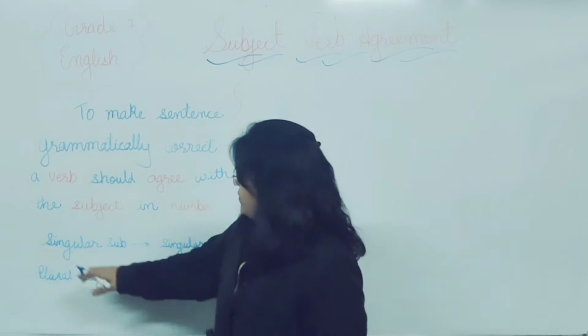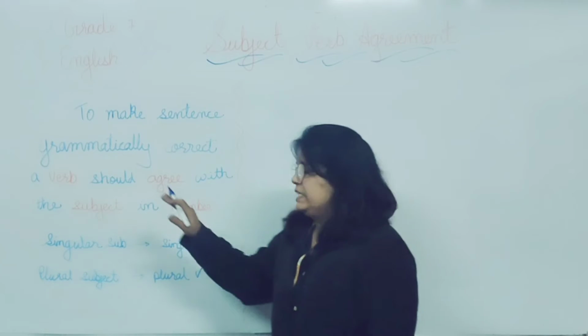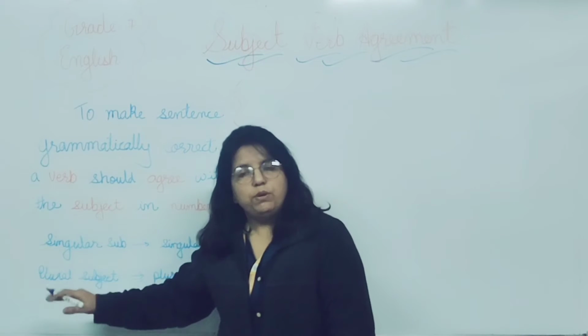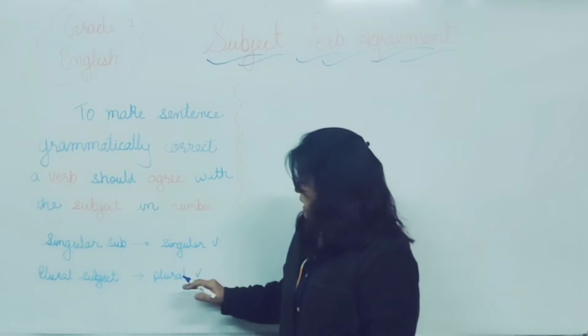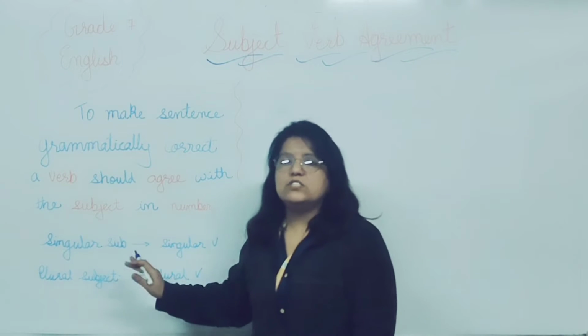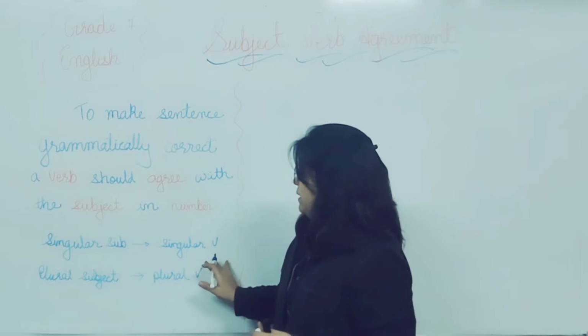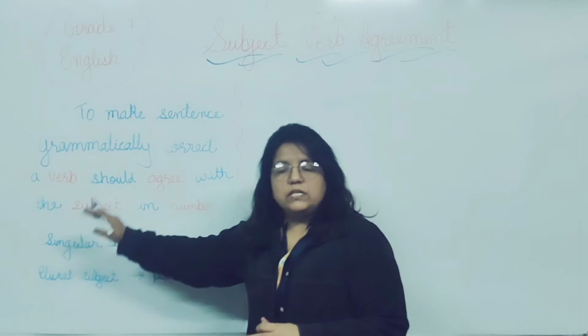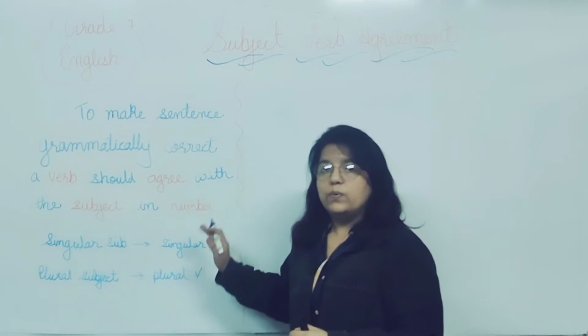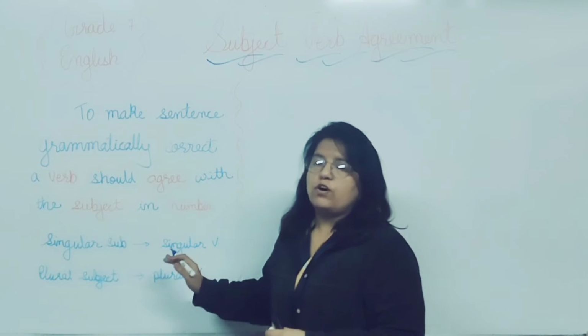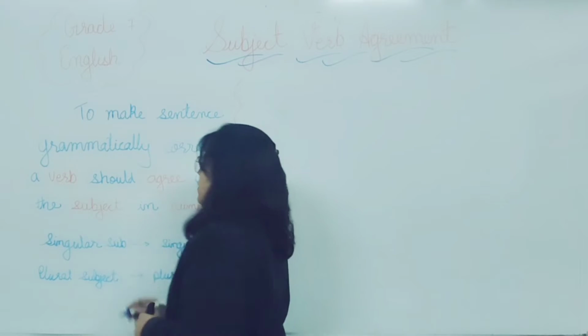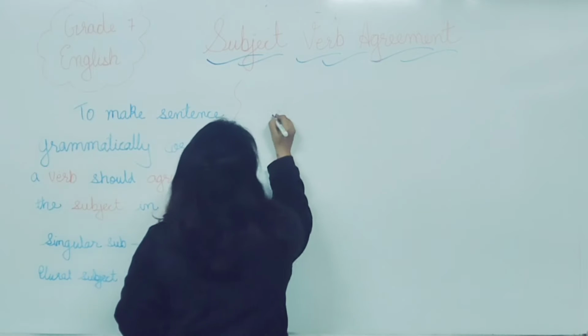It means if a singular subject is there, we take a singular verb. If a plural subject is there, we take a plural verb. Now this is the general rule of subject, verb and agreement. That's why I am repeating it again. Singular subject always has a singular verb. Plural subject always has a plural verb. Let's see this in an example.